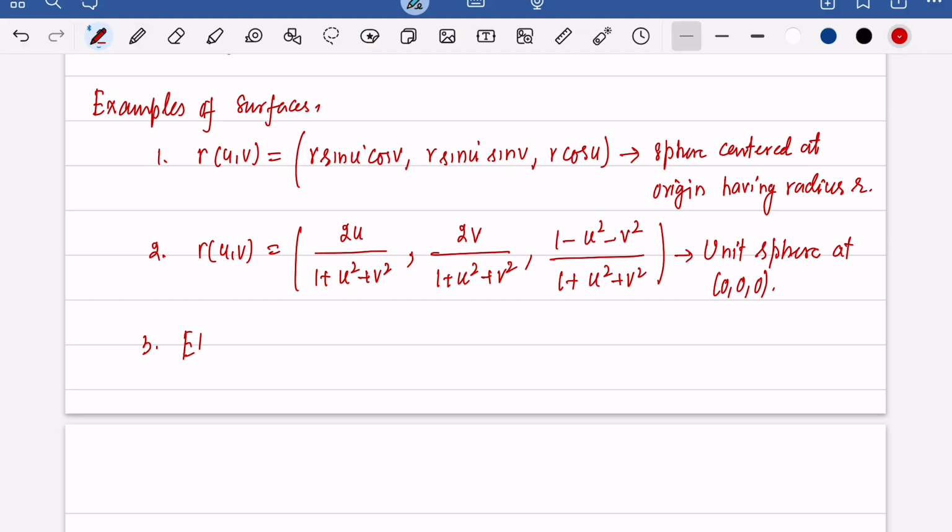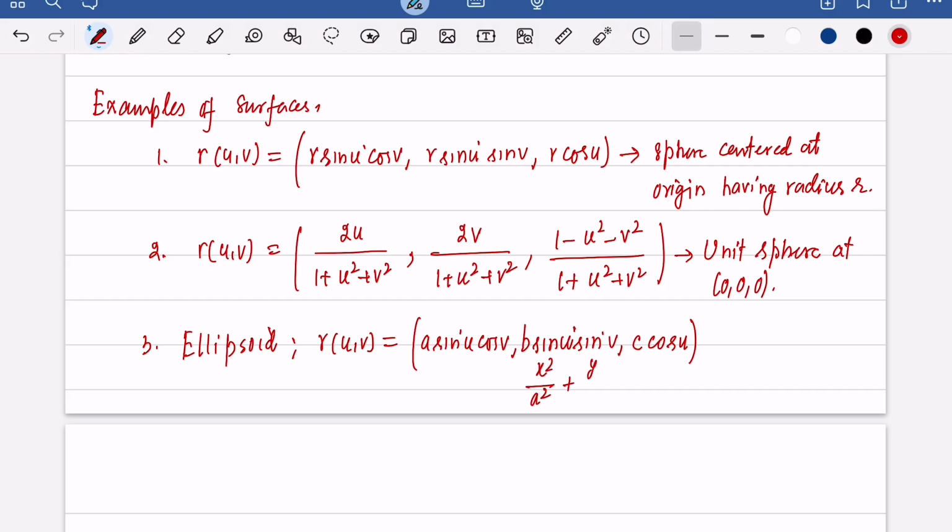The third one is the ellipsoid, whose equation is given by r of uv is equal to a sine u cos v, b sine u sine v, and c cos u. And we can also express this in the implicit form like x square by a square plus y square by b square plus z square by c square is equal to 1. We also call this equation, which is in the implicit form of the ellipsoid, the constant equation of the ellipsoid, as opposed to the parametric form.